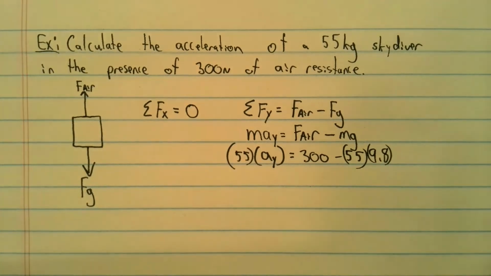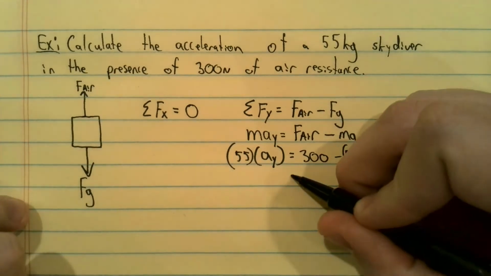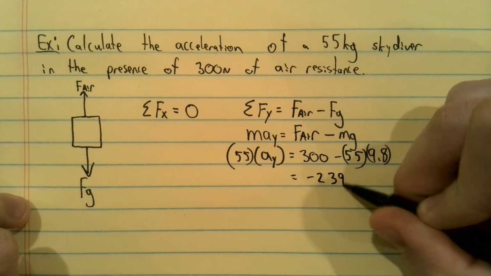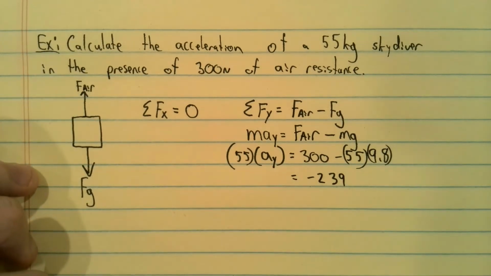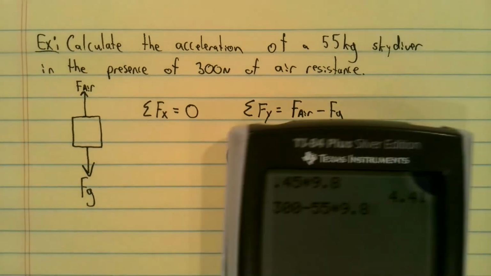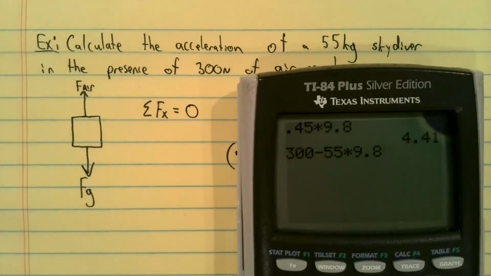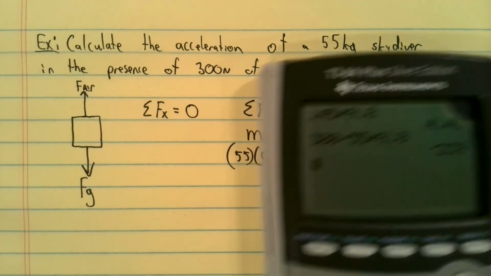So on the right-hand side, we can type that into our calculator all at once, and we'll get negative 239. I'm skeptical about that, so I'd like to retype it. 300 minus 55 times 9.8. You can write it just like this. Negative 239.